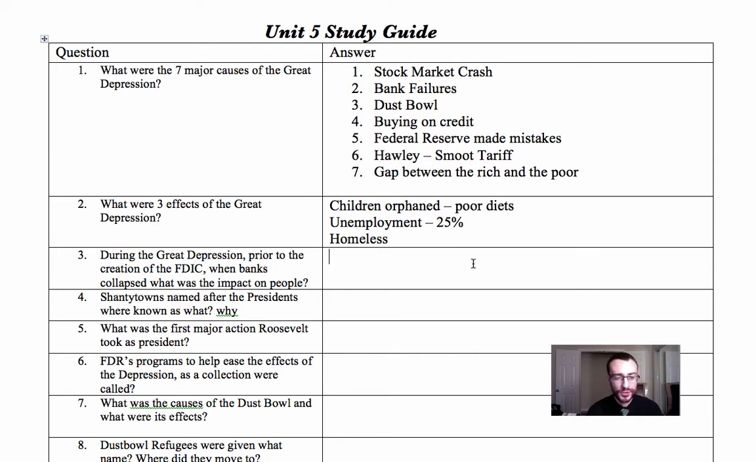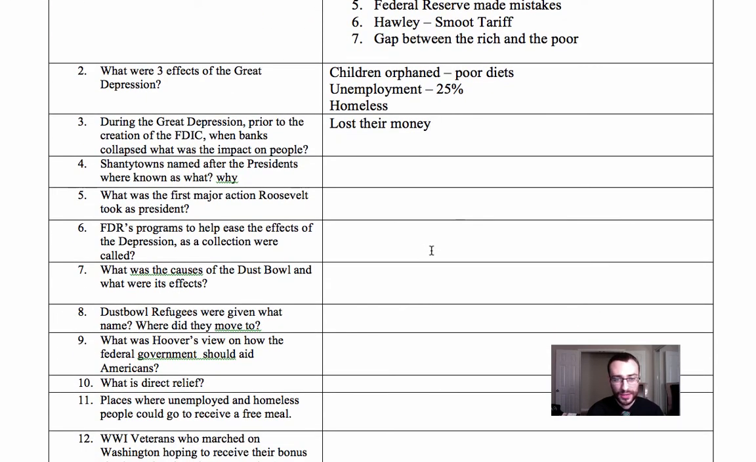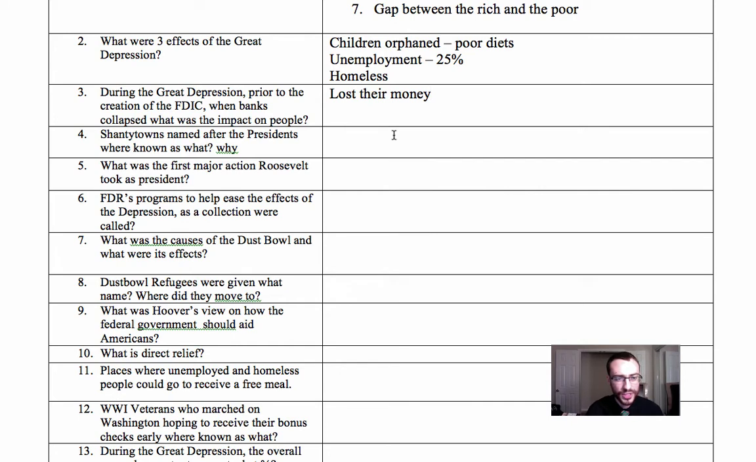Number 3, during the Great Depression, prior to the creation of the FDIC, when banks collapsed, what was the impact on the people? They lost their money. There was nothing set in place, no safety net, so they just lost all the money that they put in their banks. Number 4, shanty towns named after the president were known as what? They were known as Hoovervilles. The reason why is because they blamed Hoover for the Depression.